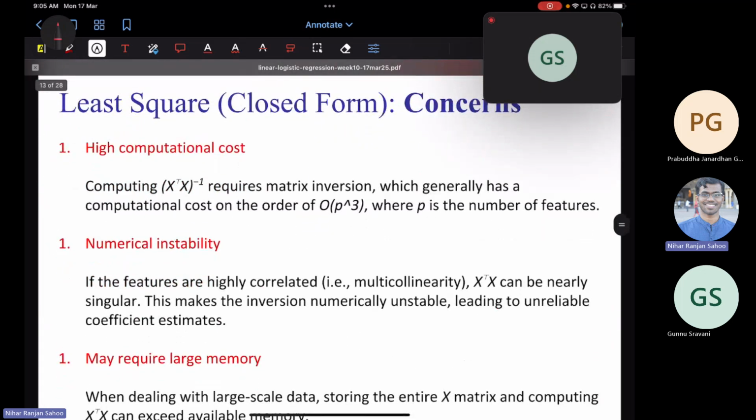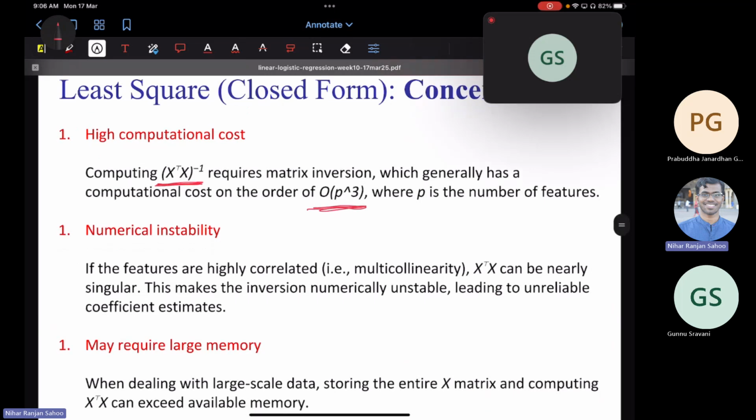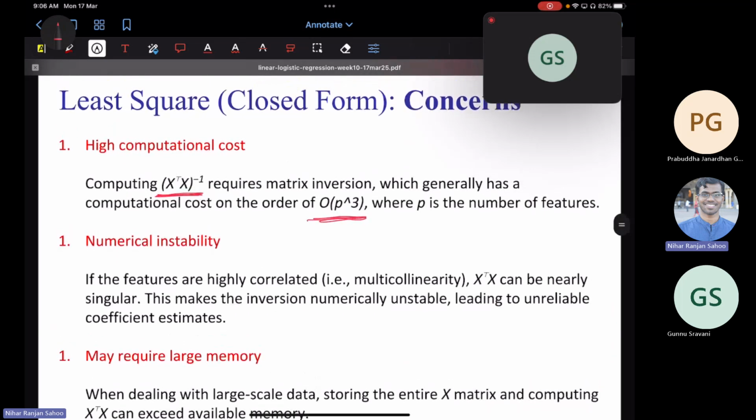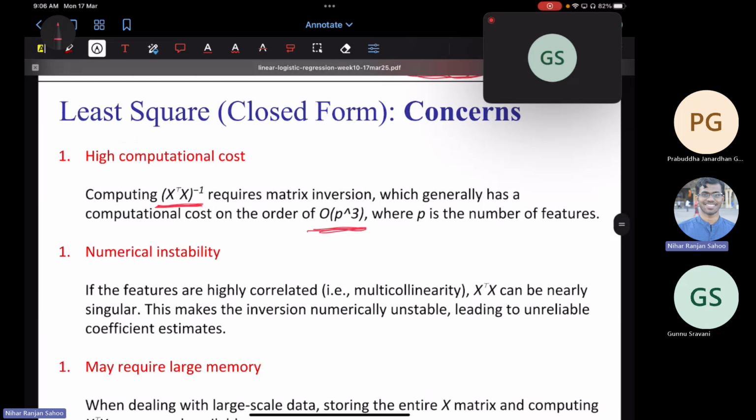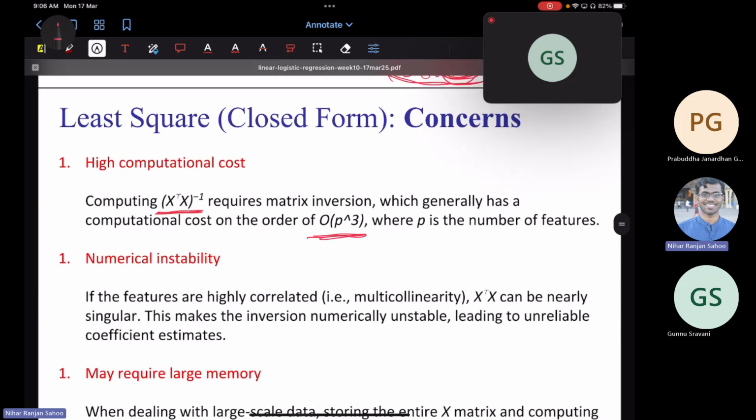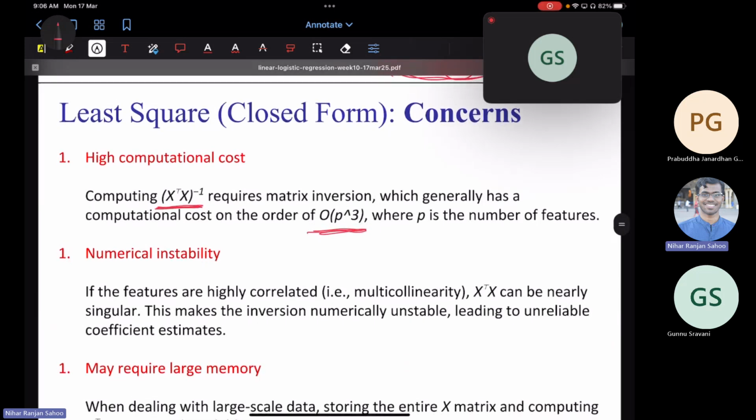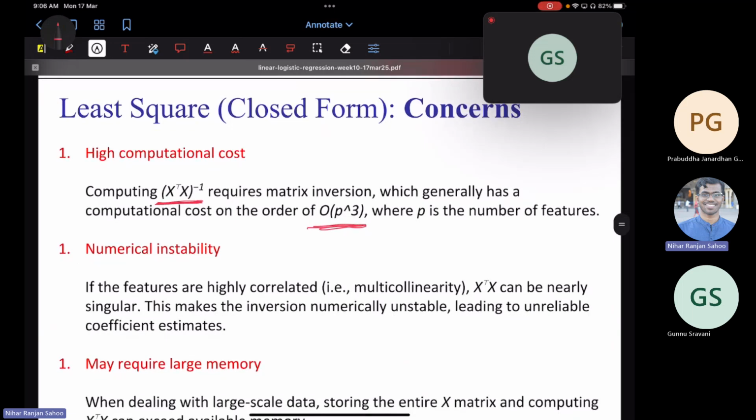What are the major concerns of this closed form solution? First and the most important concern is the computation of X transpose X inverse. This is very computationally expensive if P is very high. Even if P is not high, like if P is 1000, so X is a 1000 dimensional vector, 1000 to the power 3 will be very high also. So the computational cost of this closed form solution is very high. Generally, we can approach linear regression using the closed form solution if X is very low dimensional data.